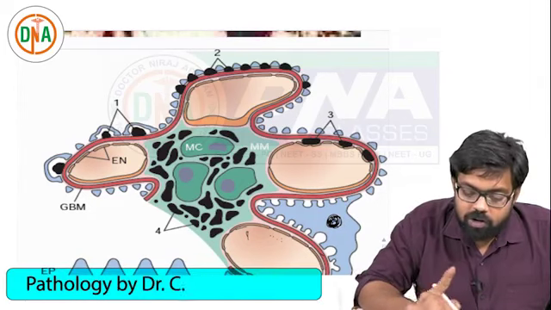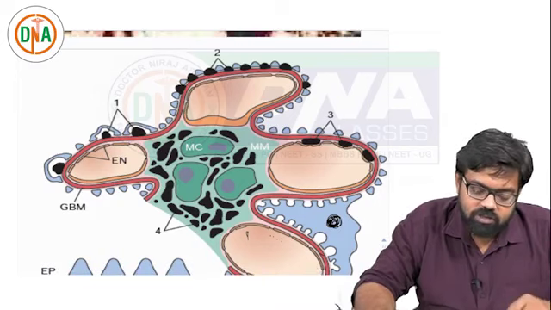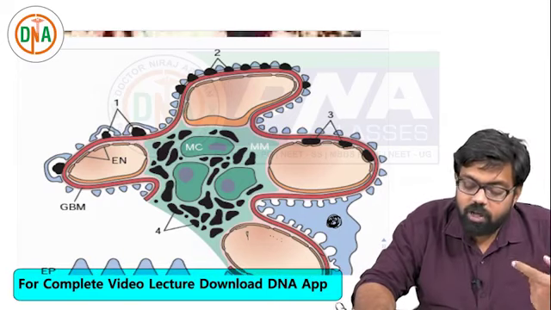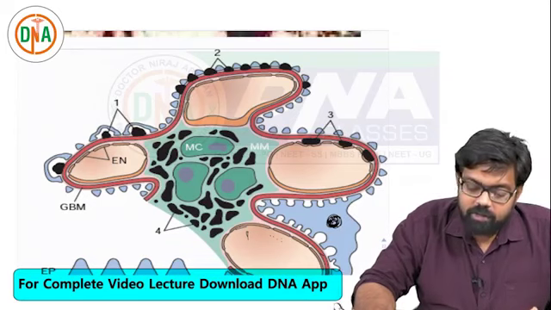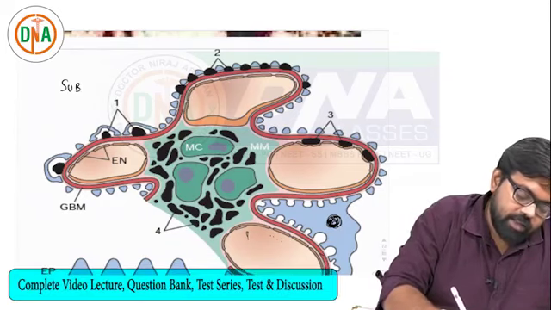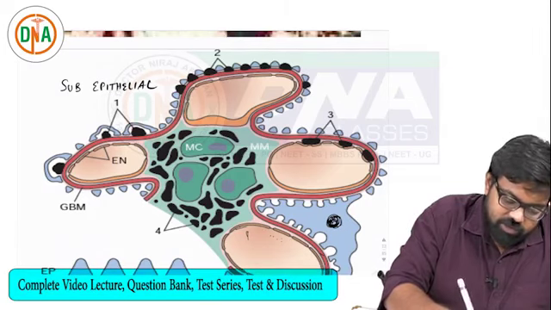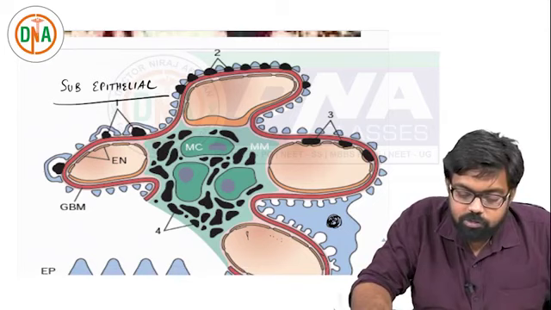So let's look at this one. Which deposit is it? This deposit is seen in between your visceral epithelial cell and the basement membrane, which makes it a subepithelial deposit. Is it very clear? Yes, it is very clear. So it is a subepithelial deposit. Now let's move on to 2.